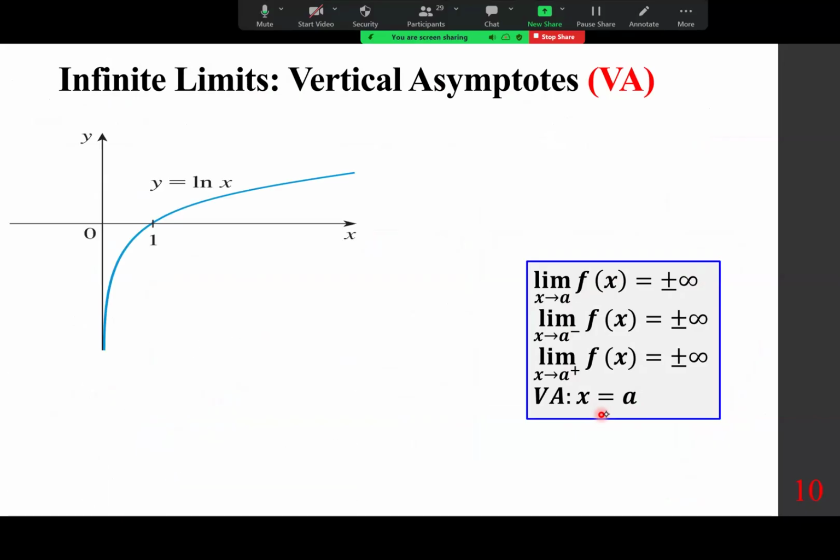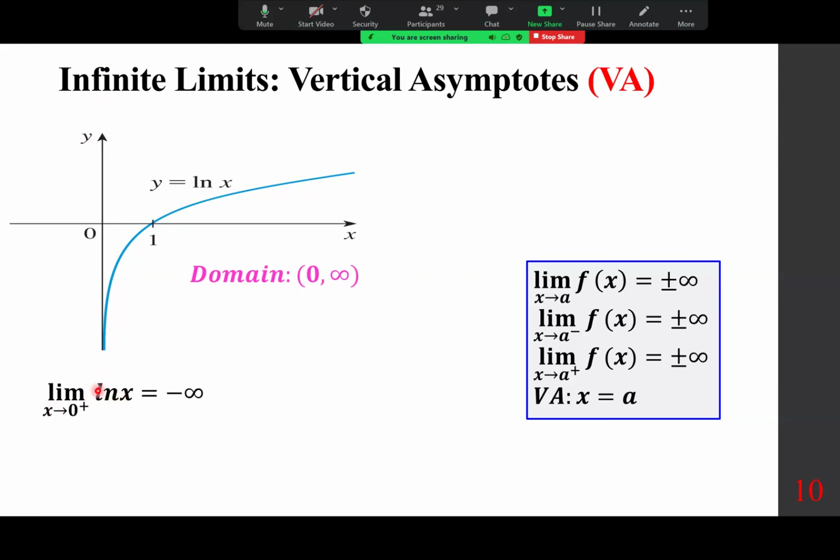A simple example, we all remember the natural log. y equals ln x. Of course, for all basic logs, the domain is 0 to infinity, for example log x with any base, say 5, to name one. The y-axis is the VA. The limit of ln x as x approaches 0 from the right is negative infinity. So the y-axis, also known as x equals 0.